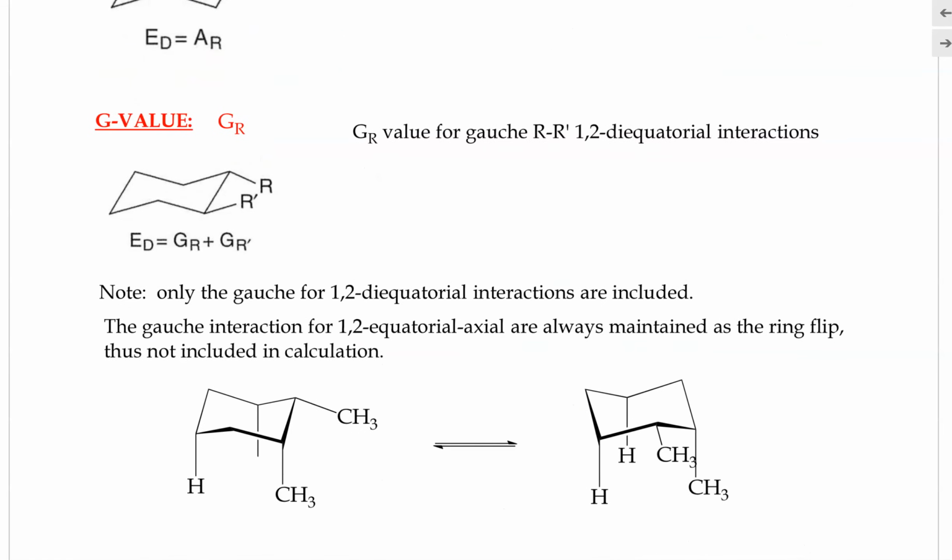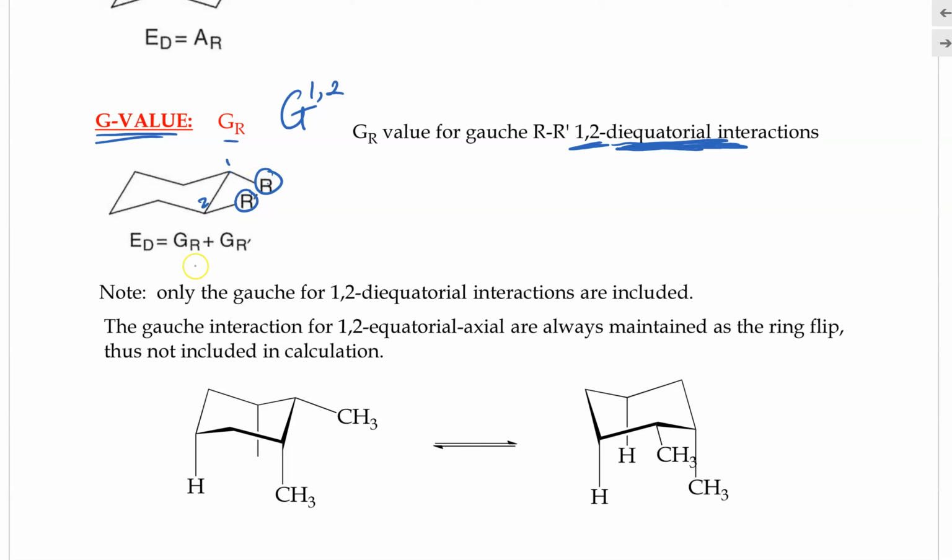Another type of interaction is something we call the G value or GR. This happens whenever we have two alkyl groups located 2 carbon away. Therefore we also call this G12. And it applies when the two groups are in the equatorial position. Only when they are in equatorial position do we have this one. So in this case, the two R groups, 1 and 2 carbon away, are both equatorial and can interact with each other.